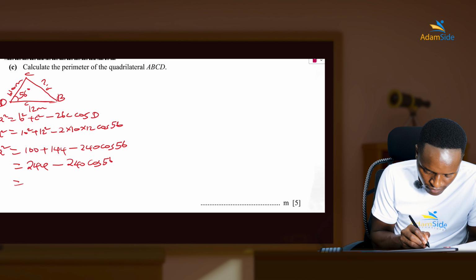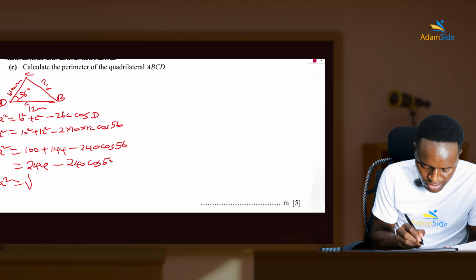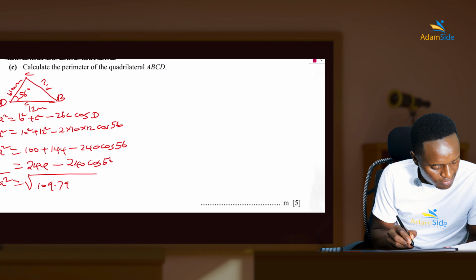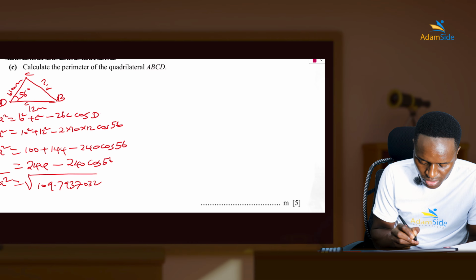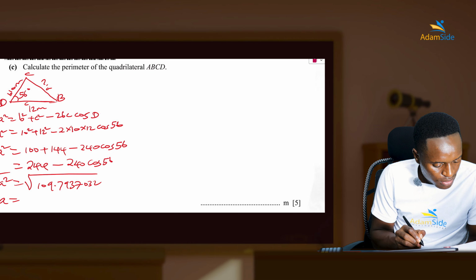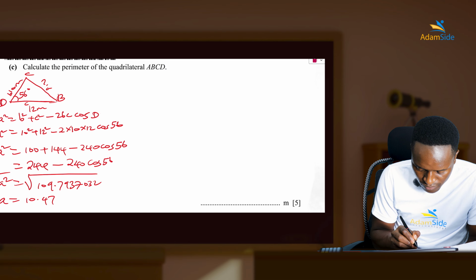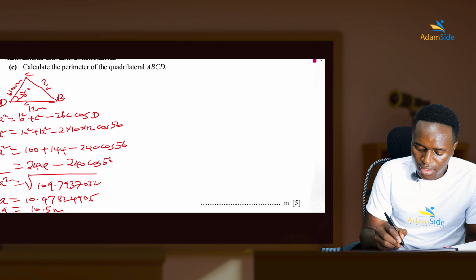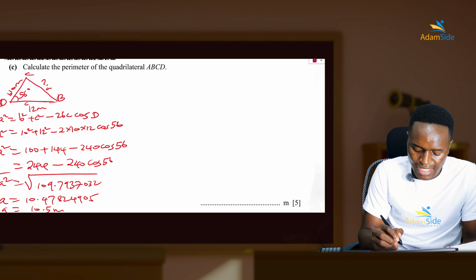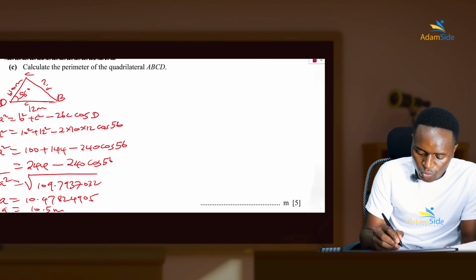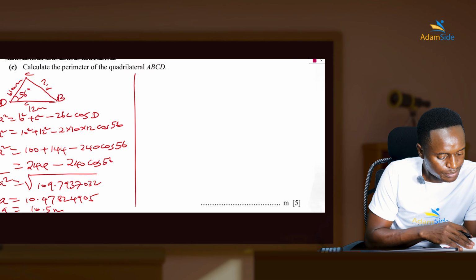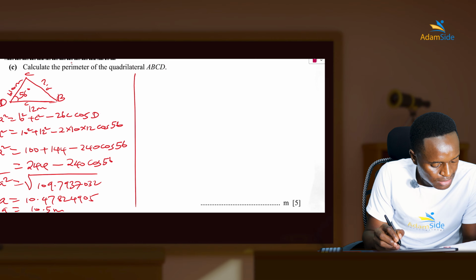We get a squared is equal to 109.7937032, so you find the square root to get a, and you get a as 10.4747824905, which is about 10.5 meters. So we got BC as 10.5 meters.